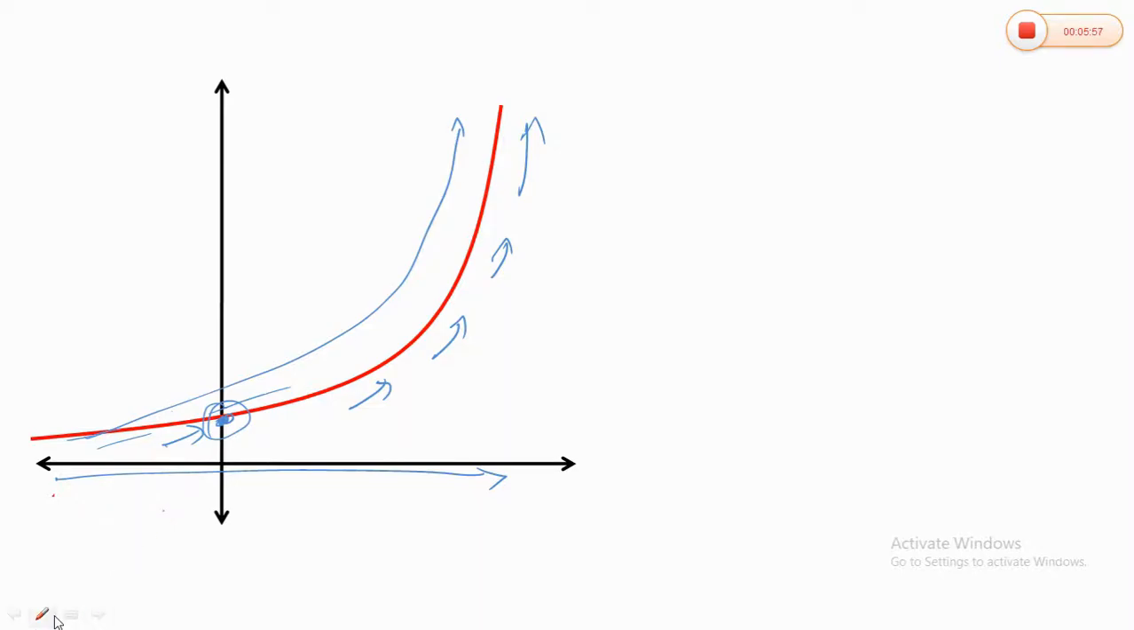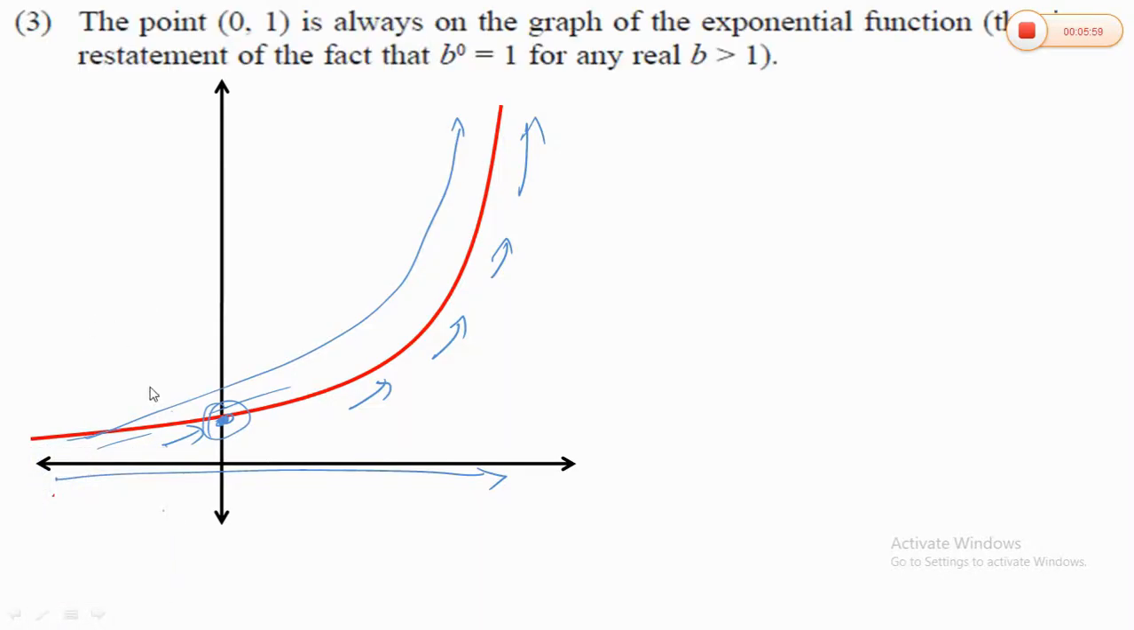Now, the point (0, 1) is always on the graph of the exponential function. Observe here, b raised to 0 equals 1. The input value is 0, and anything raised to 0 is equal to 1. It is an elementary thing that you know from primary classes. So b raised to 0 is equal to 1.